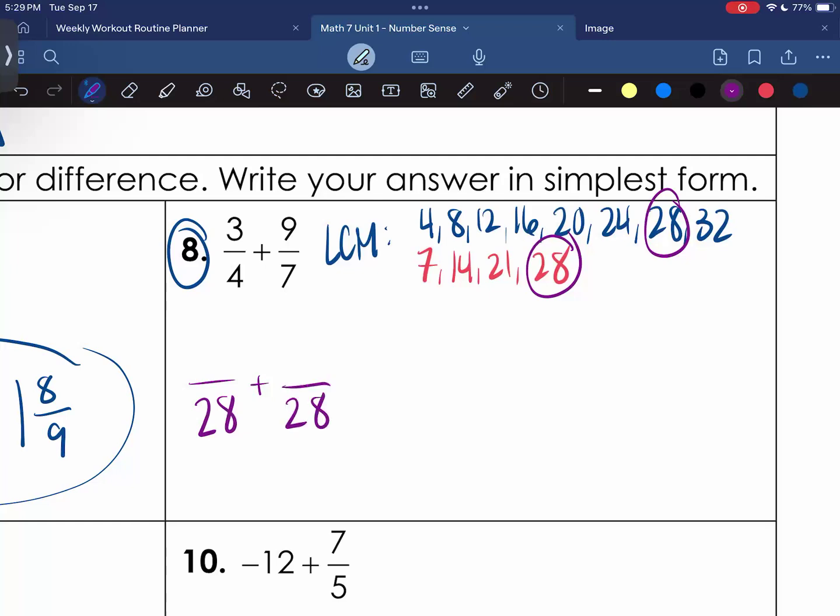How did we get from 4 to 28? Well, we multiplied that by 7. So we also have to multiply our top by 7. 7 times 3 is 21. Now we have times 4, so we have times 4 up there as well, and we get 36. Okay, your denominator stays the same. Add your numerators together. When you simplify, you should get 2 and 1 over 28.